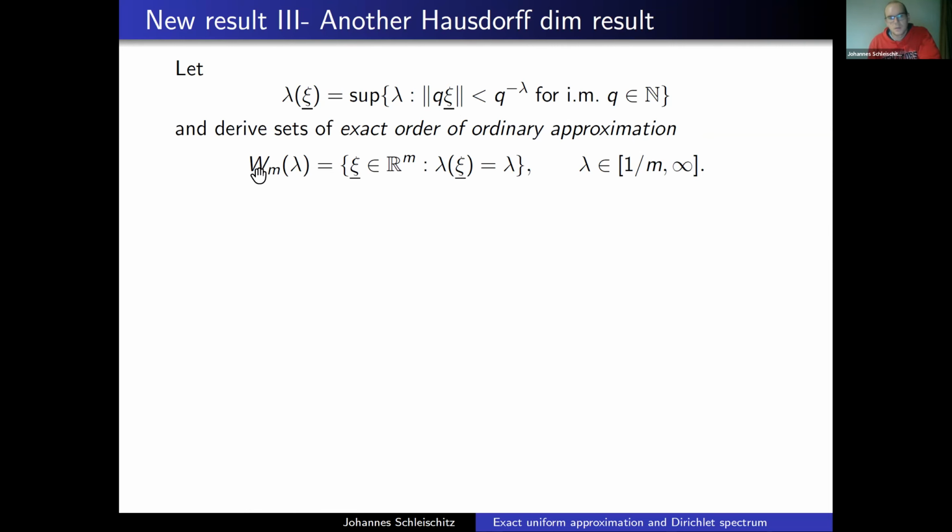Again, I want exact order. That's important here. Not lower or equal, but really equality. They should have exact order of approximation lambda. In particular, by this definition, it follows that the bad set is a subset of the case when lambda is 1 over m, and the Dirichlet vectors I defined before are just the infinite case.